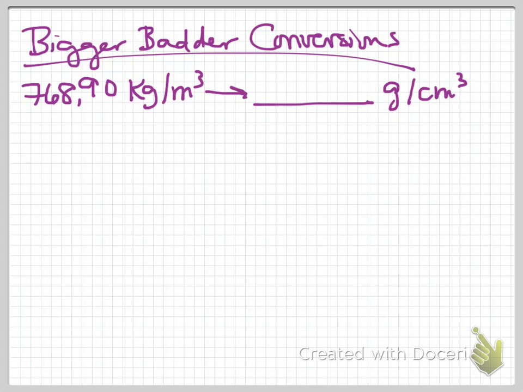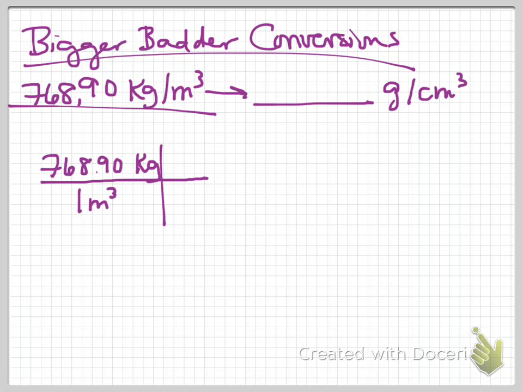You're asked to convert 768.90 kilograms per cubic meter into grams per cubic centimeter. So obviously we're dealing with a density conversion here, and of course, as always, we start off with our given.